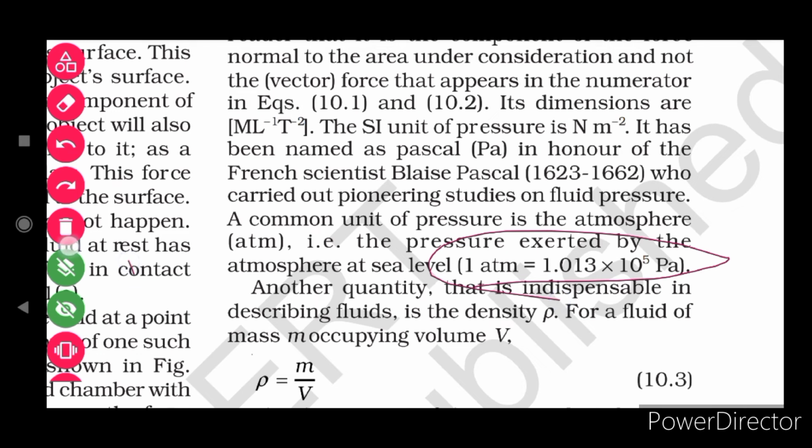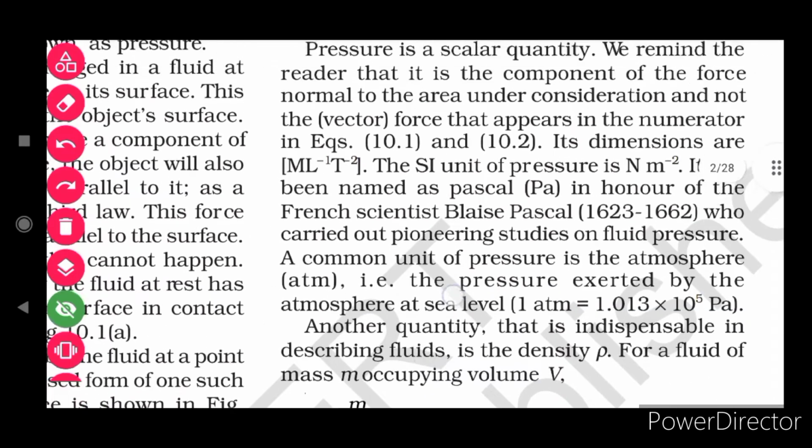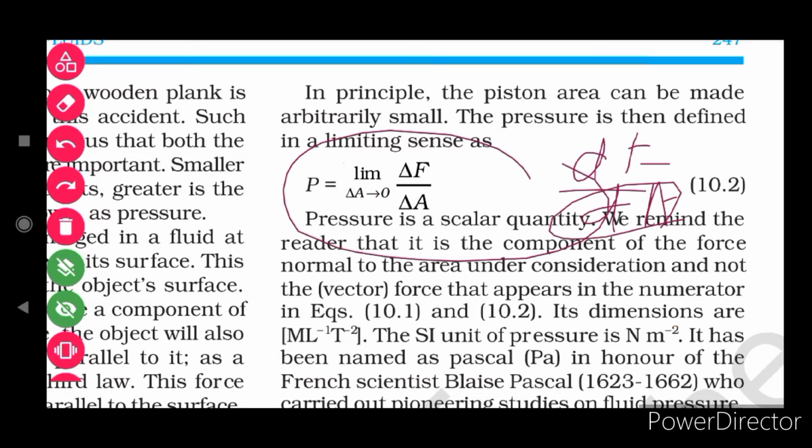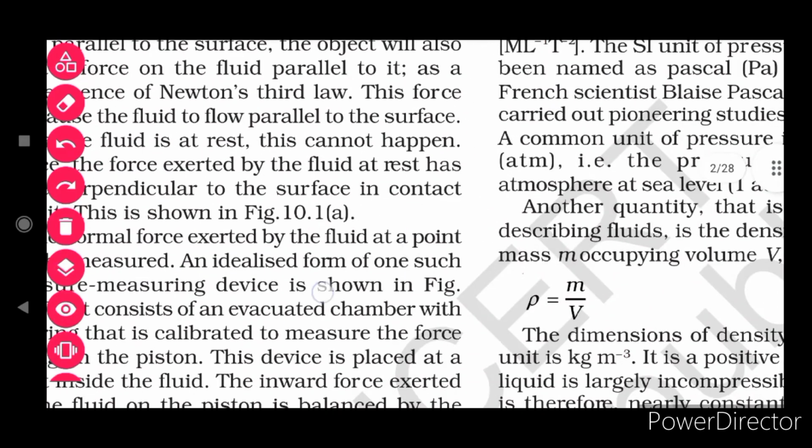You should remember this: 1.013 × 10^5 Pascal. Okay, and there are some more things, like suppose the force is not uniform. Then how do we calculate force? We take a small area, and this area will tend to 0. In the limit of area tending to 0, force will be dF by dA. We consider a small area and how much force is acting on that small area, and that will be the pressure. Okay, and there are more things.